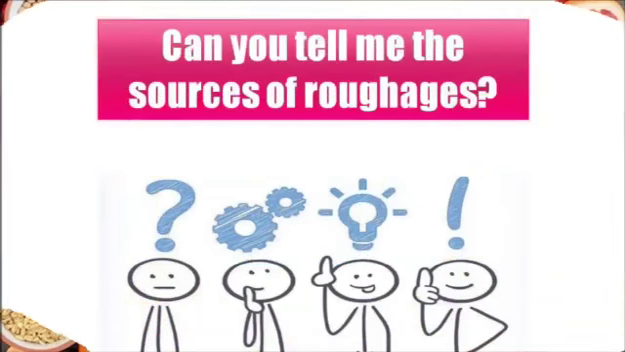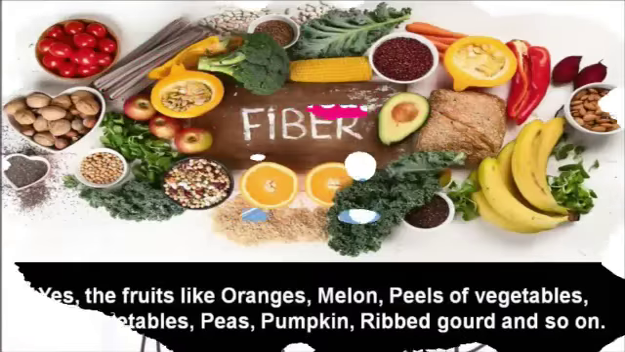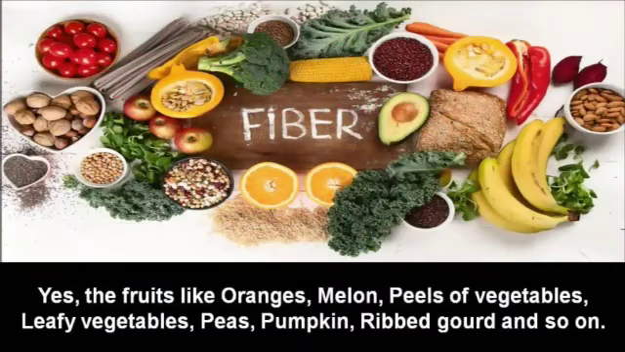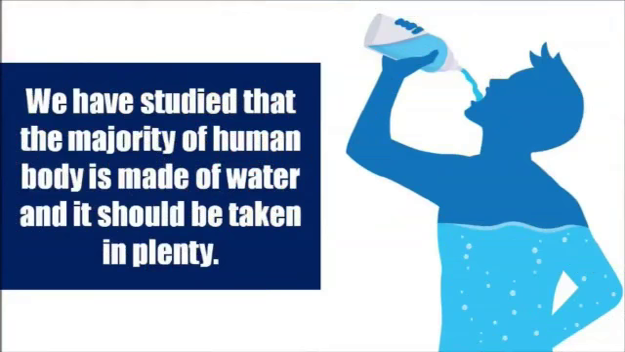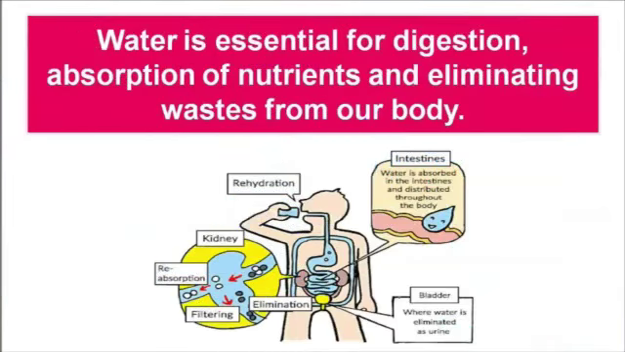Can you tell me the sources of roughages? Yes, the fruits like oranges, melon, peels of vegetables, leafy vegetables, peas, pumpkin, ribbed gourd, and so on. We have studied that the majority of human body is made of water and it should be taken in plenty. Water is essential for digestion, absorption of nutrients, and eliminating waste from our body.